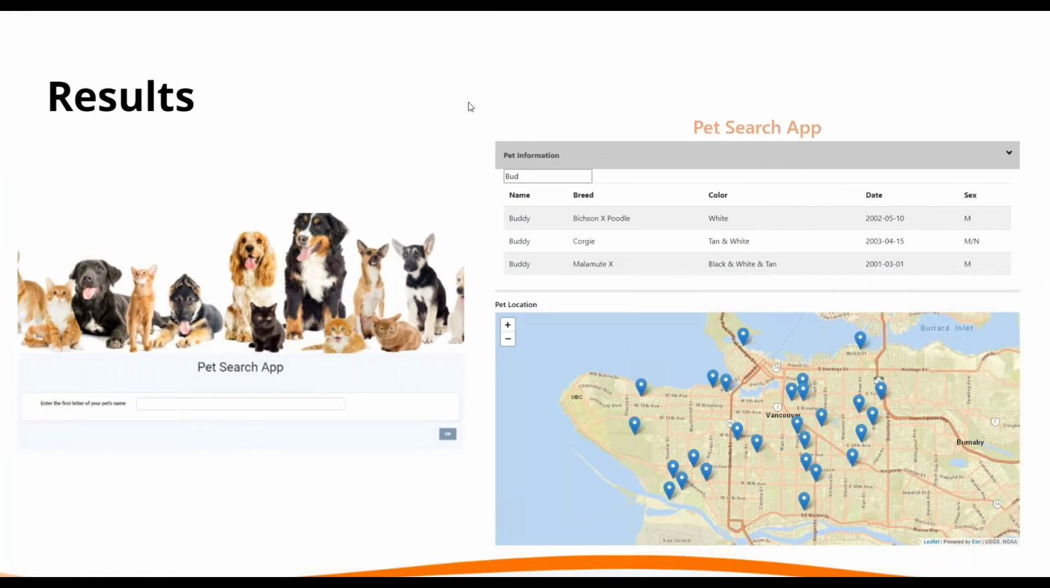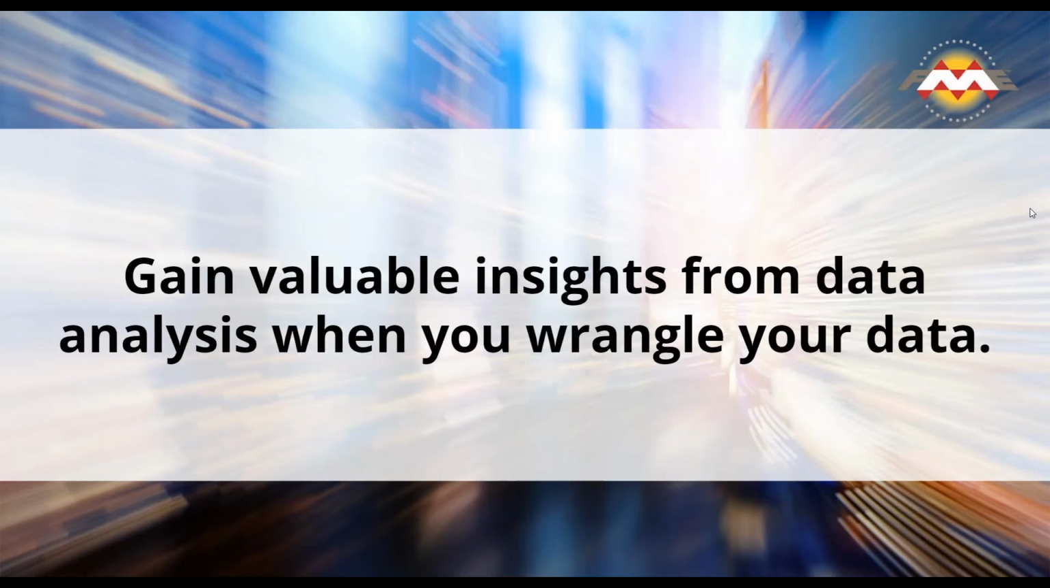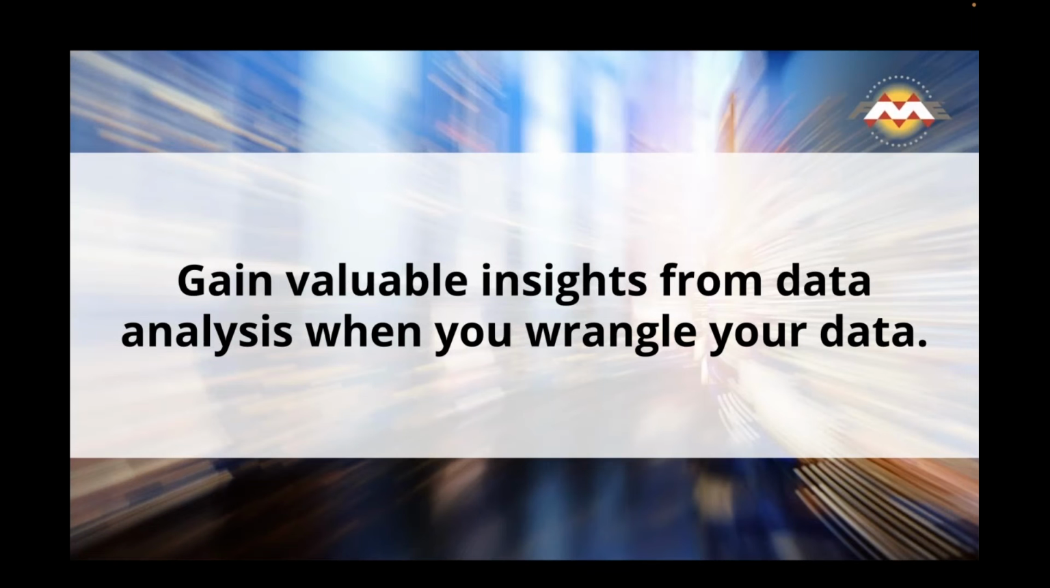So just to recap, our end result was a web app that we were able to search for our pet's name, and it produced a table and a web map. All right, I think at this point, I'm going to pass it off to Dale. And we'll give that a try. Looks like it's working. That's a good sign.